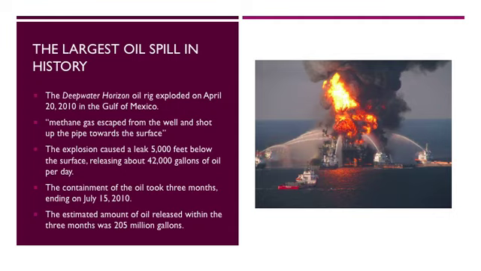The containment of the oil took 3 months, ending on July 15, 2010. The estimated amount of oil released within the 3 months was 205 million gallons, which spread over 130 miles. This spill killed thousands of marine organisms, which leads us to the effects of oil spills on ecosystems.